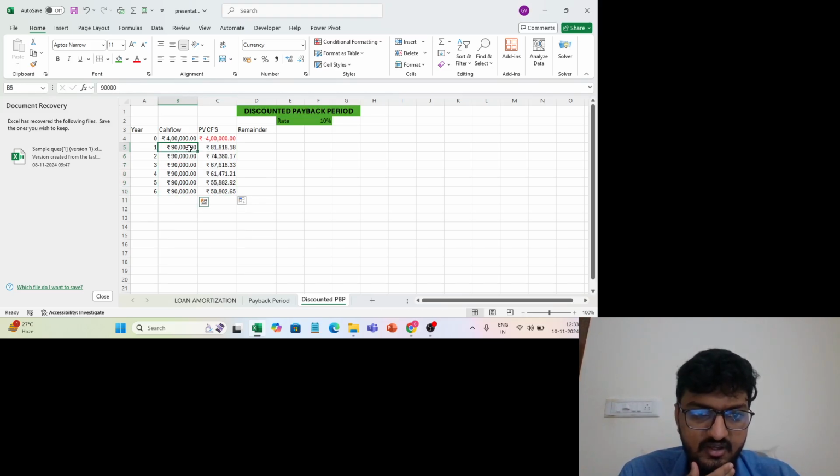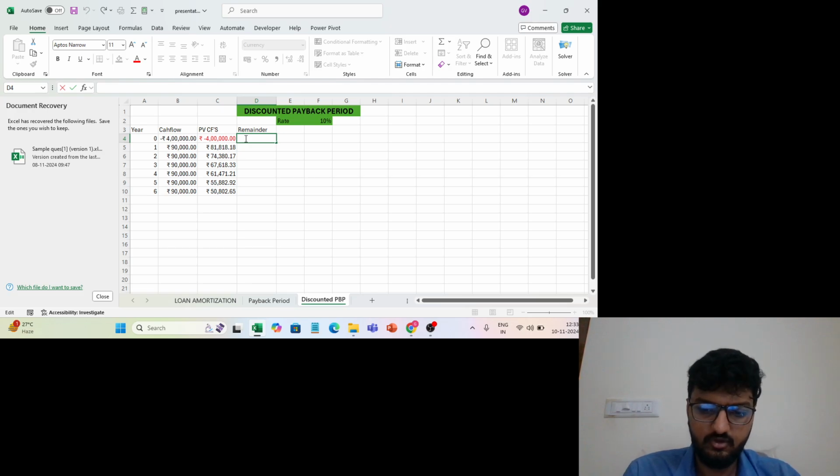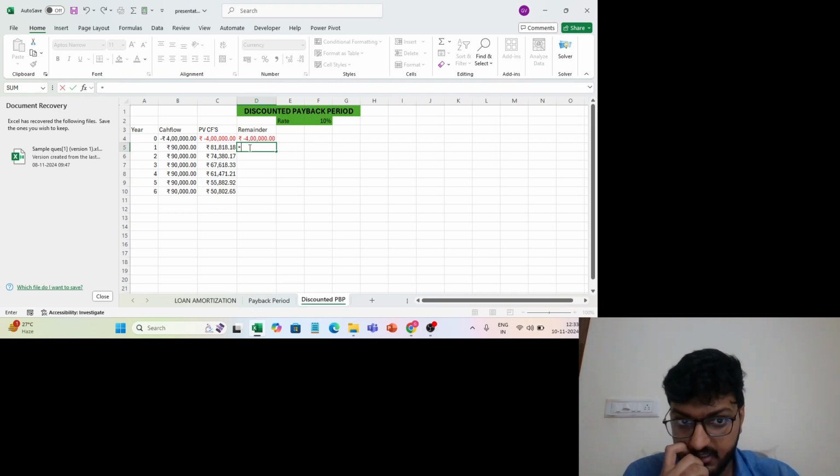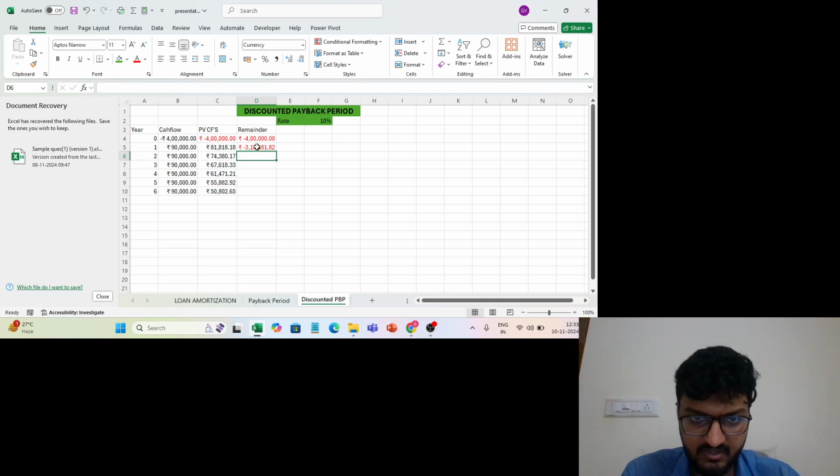So 90,000 in year 1 is already worth 81,000. 90,000 in year 4 is worth 60,000. So we are accounting for the present values of the future cash flows, and now we are calculating the payback period. So how do we calculate that? This we will take the same because it is year 0, the initial investment. Next, for year 1, how would we calculate the remainder? We would take the present cash flow plus the remainder. Okay, we're getting a value. So let's drag the same down.